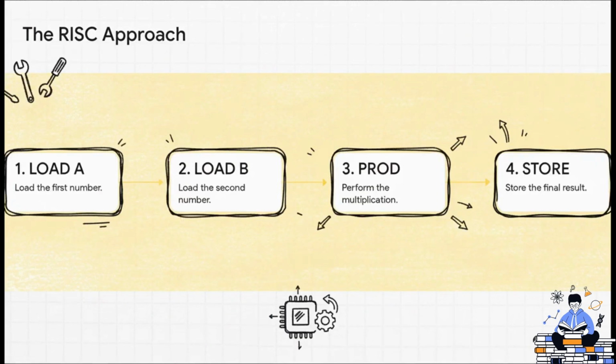Now, the RISC approach? Totally different. It doesn't have a single complex multiply command. Instead, the compiler breaks that task down into its most basic parts. There's an instruction to load the first number, another to load the second number, a third one to actually do the multiplication, that's the prod, and finally a store instruction to put the answer back into memory. Sure, it looks like more steps, but each individual step is incredibly simple and blindingly fast.